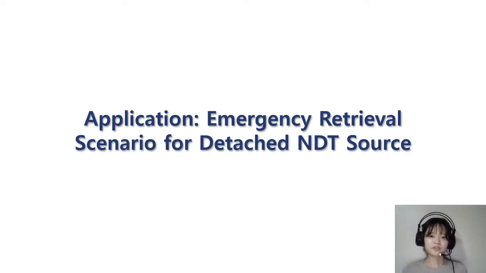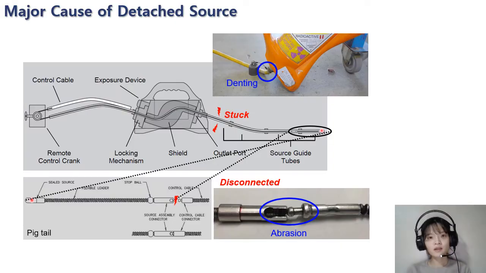There would be numerous applications where phantom animation techniques can be used, and as one of them, we have conducted a study to assess worker dose for emergency retrieval scenarios for detached entity source. This picture shows the typical structure of the gamma ray source projector. When it is not being used, this source stays in the shield here, and during the entity process, it is projected to the end of the tube.